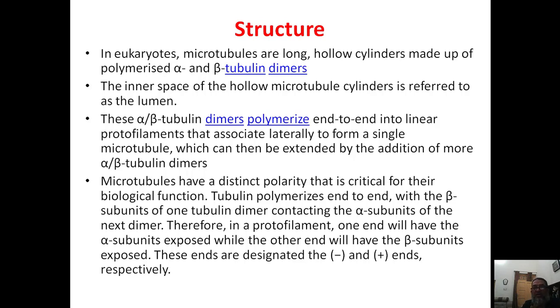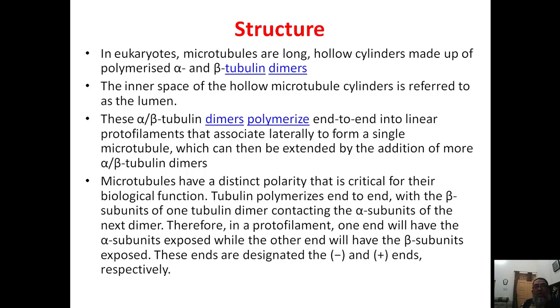Microtubules have a distinct polarity that is critical for their biological function. One is the plus end, the other is the negative end. Tubulin polymerizes end to end with the beta subunit of one tubulin dimer contacting the alpha subunit of the next dimer. Therefore, in a protofilament, one end will have the alpha subunit exposed while the other end will have a beta subunit exposed. These ends are designated as negative and plus end.